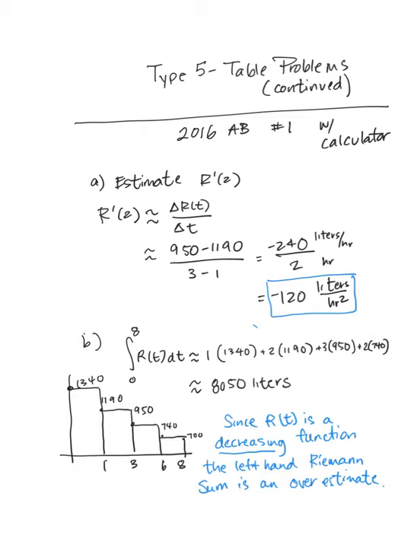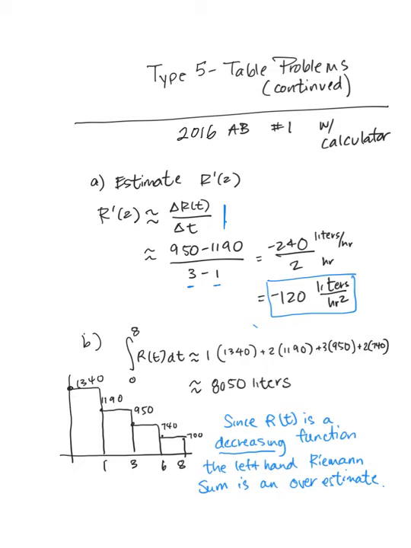In part A, we are to estimate r prime of 2. Remember, r prime of 2 is the slope of the tangent line. We can estimate that by using the slope of the secant line, and we're going to pick two values close to 2. So I'm going to pick t as 3 and t as 1, and so I say change of r of t over change in time. We get negative 240 over 2, that's liters per hour over hour, or negative 120 liters per hour squared.